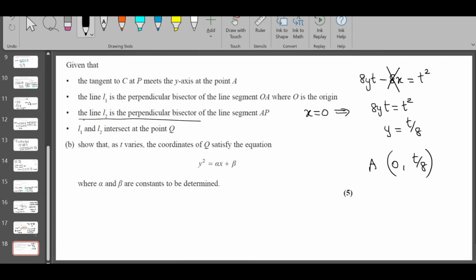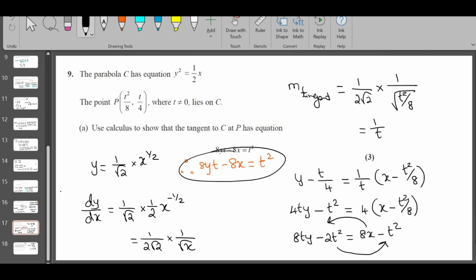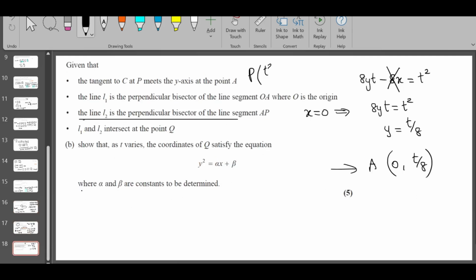The line L2 is a perpendicular bisector of AP. We know A is here, P is already given in the question. P is t square over 8, t over 4. So the perpendicular bisector of AP is another line L2, okay? And L1 and L2 intersect at Q.